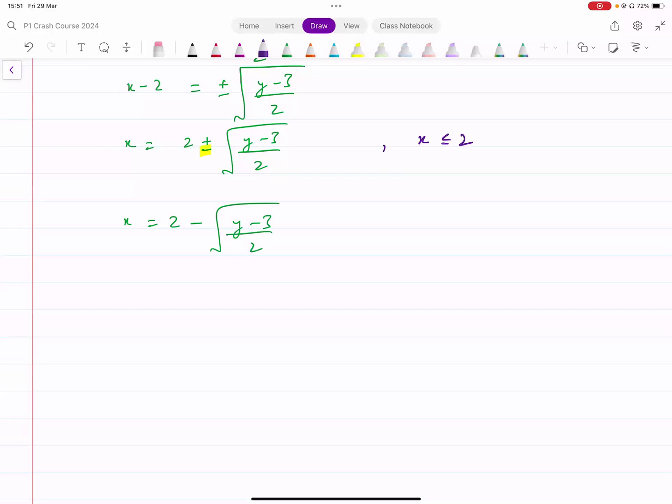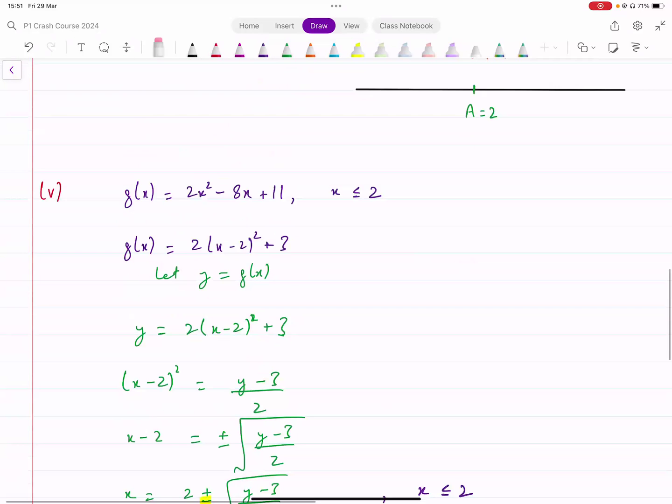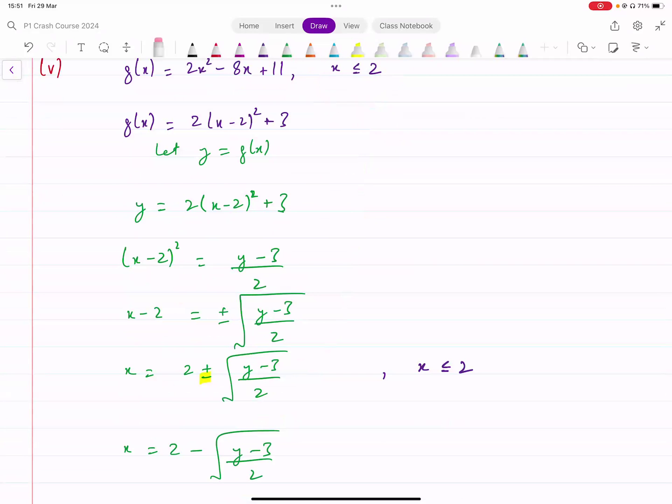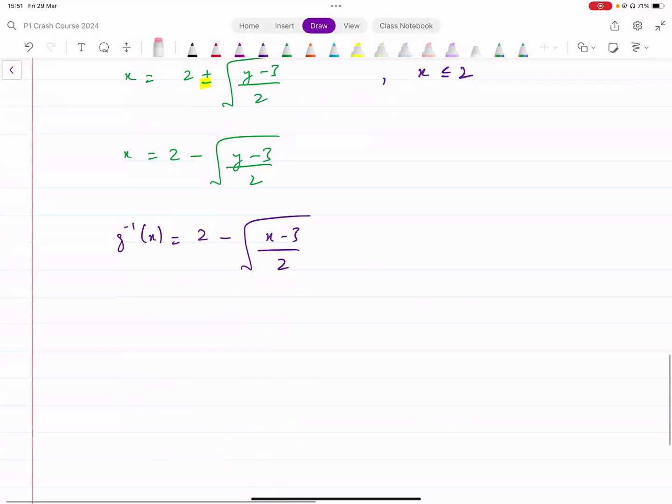And then you can write down the final inverse function. You'd say g inverse of x, therefore, is equal to 2 minus square root of (x minus 3) divided by 2. That is g inverse of x. Now, in all three examples that we have done for this, we had a negative sign. It does not mean that we always have negative, just like we don't always have positive. It will depend on every single question. We'll have to think using the domain of the function, whether you should put plus or minus there.